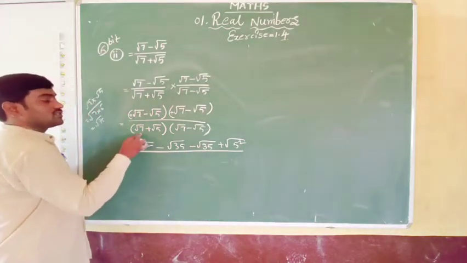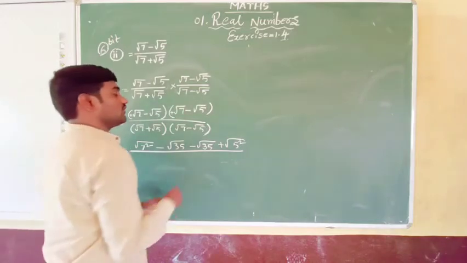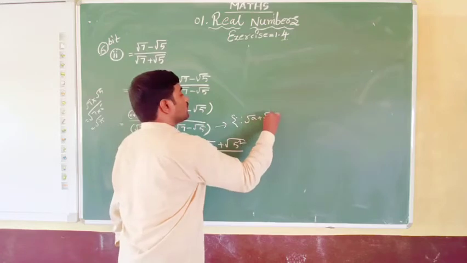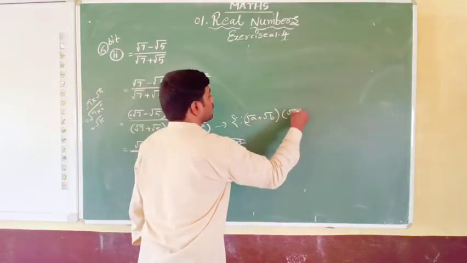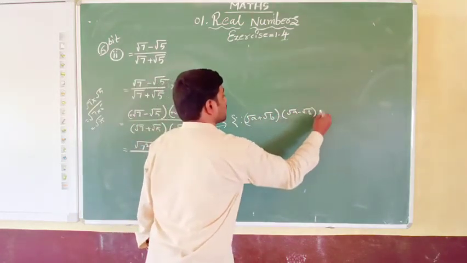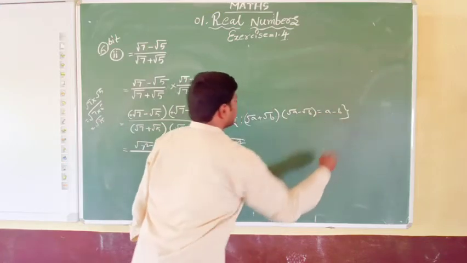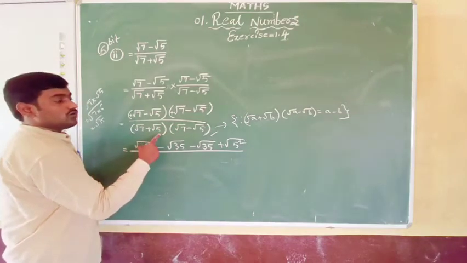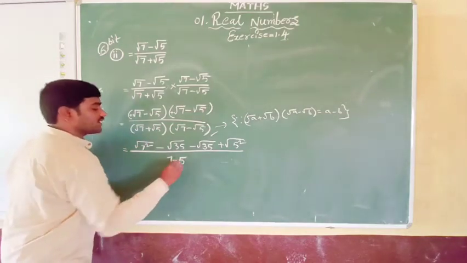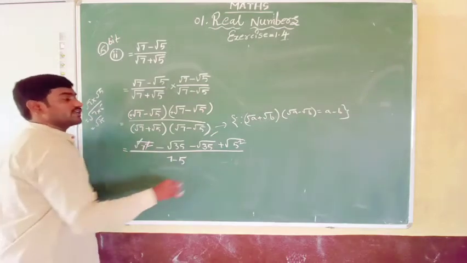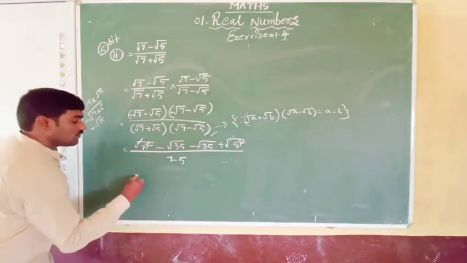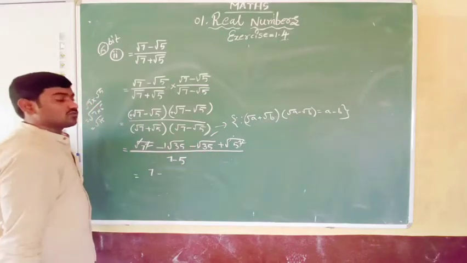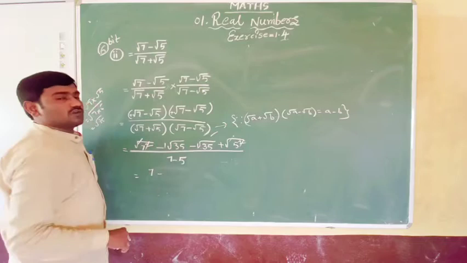Here you see it is in the form of a formula: root a plus root b into root a minus root b equals a minus b. You need to write this formula here. So a equals 7 and b equals 5, so we get 7 minus 5. Here square and square root get cancelled. What is left here? 7 minus 1 root 35, minus 1 root 35.